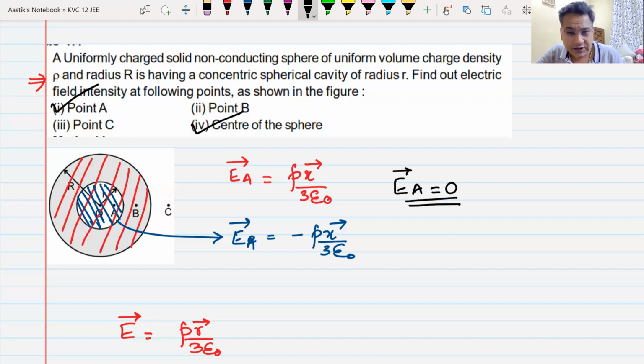Now remember, point B is outside the inner sphere, the negative sphere, but it is inside the outer sphere. So for one sphere it is outside, for one sphere it is inside. The first point A was inside of both the spheres. But for the second point, it is outside of one sphere and inside of the second sphere. I hope you understand what I'm saying. So I'll give this one as homework for you.